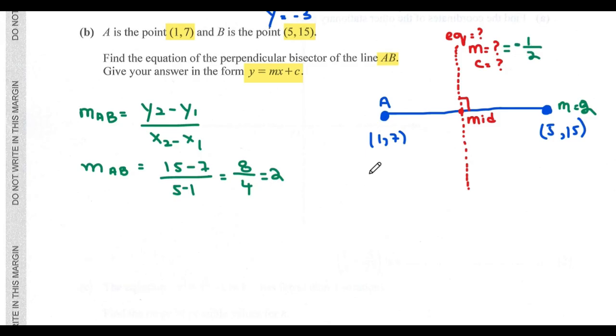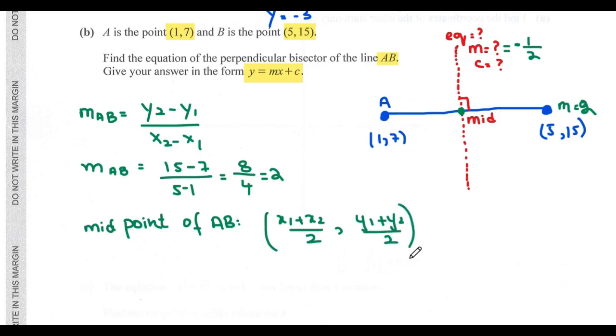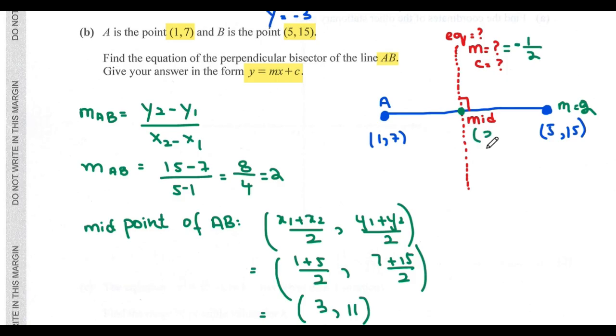Now to get the y-intercept, or the c value, we need to know any coordinates this red line passes through. This red line passes through the mid region of AB, the midpoint of AB. So we can find the midpoint of AB, which will help us get c. For the midpoint, the formula is (x1 plus x2) over 2 and (y1 plus y2) over 2. So x1 is 1, x2 is 5, over 2; y1 is 7 and y2 is 15, over 2. 1 plus 5 is 6, 6 over 2 is 3, and 7 plus 15 over 2 would be 11. So (3, 11) are the coordinates this red line passes through. So this coordinate will help us get c.